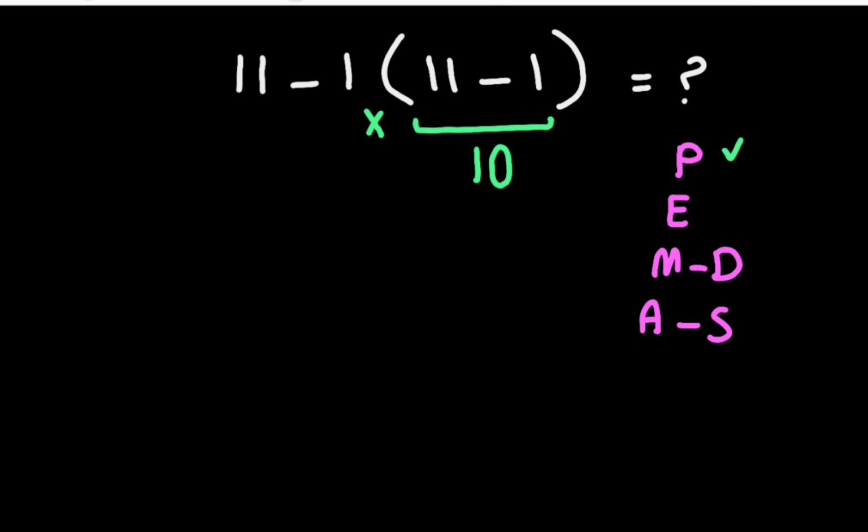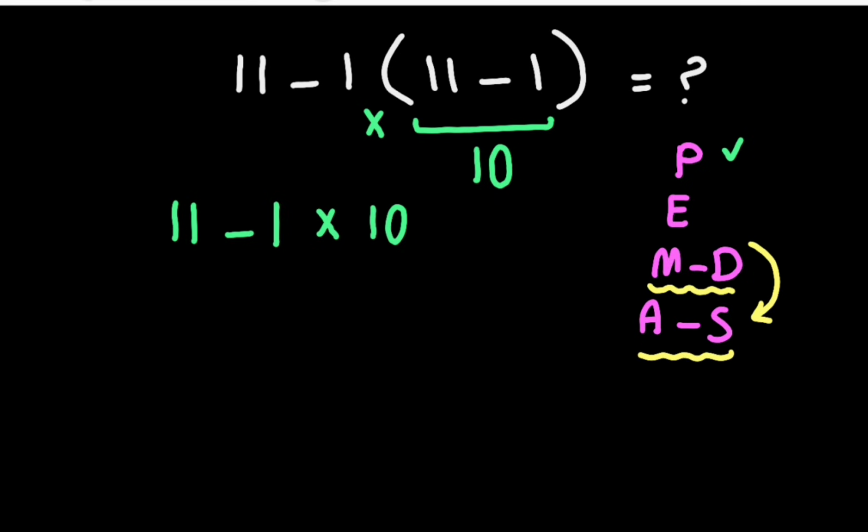Let's rewrite the expression. We have 11 minus 1, and we have one multiplication here and 10. Now, in the next step, we have one multiplication and one subtraction. And as we know, multiplication and division have equal priority and higher priority than addition and subtraction. So, we have to start with this multiplication, not this subtraction. 1 times 10 equals 10.